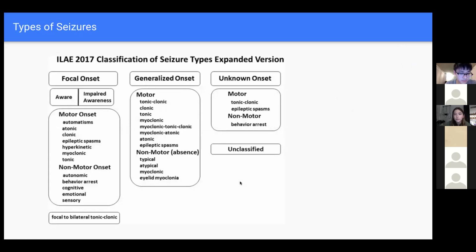So now on to the types of seizures. Here's a picture of a classification of seizure types. First you can see that we can talk about onset, so whether it's focal, generalized, or unknown. And then for focal seizures, you can determine if the person was aware or if there was impaired awareness. And then you go into the onset, so whether it was motor or non-motor. And finally, it could be a focal to bilateral tonic-clonic seizure.